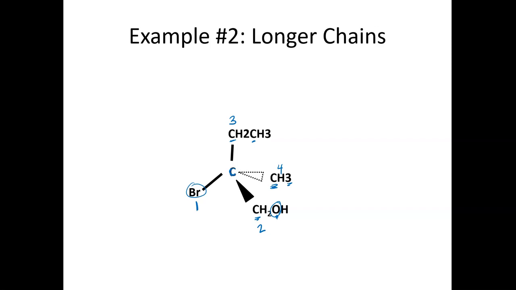So then I'm going to trace from 1 to 2. I'm ignoring 4. I'm going to 3 because 4 is in the back, and this is going to be an S orientation.